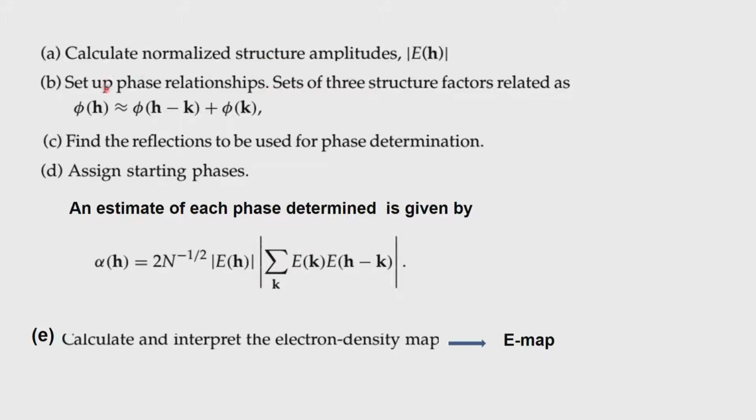So instead of sign, you replace it by the phase. So the phase of H is nearly equal to the phase associated with H minus k plus the phase associated with k. So this is the relationship which we are going to use, and find the reflections to be used for phase determination. Based on this, you generate phases for, let us say, something like 100 reflections. You don't have to generate phases for all the reflections.